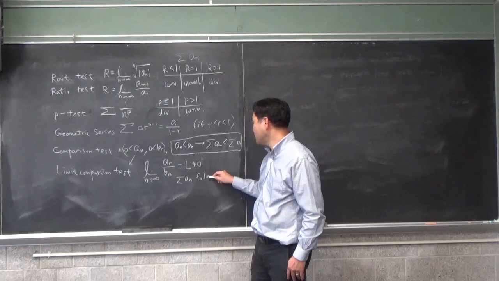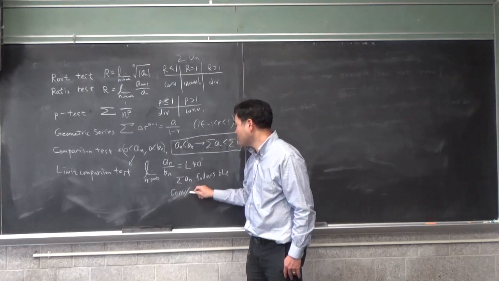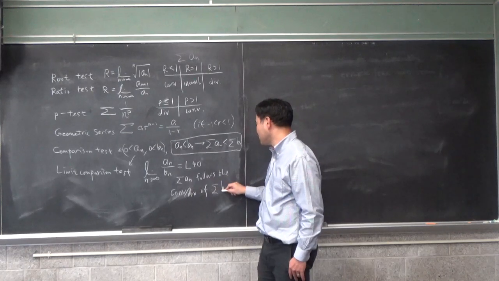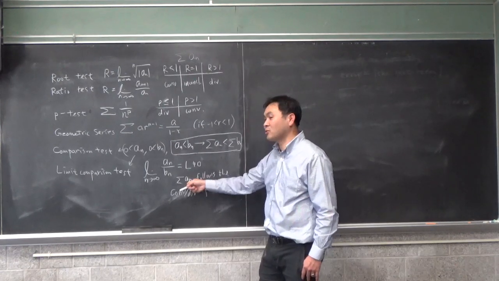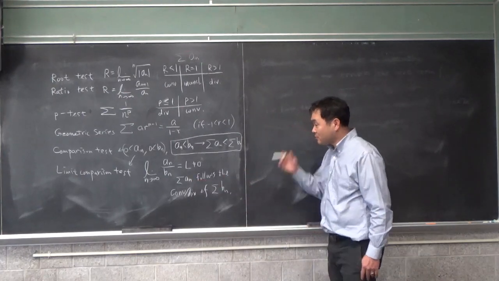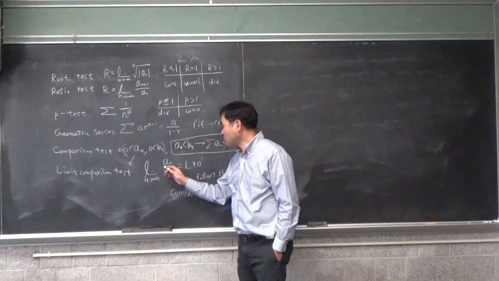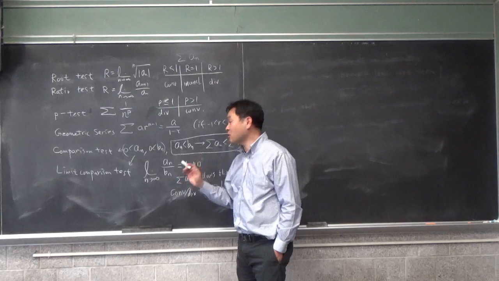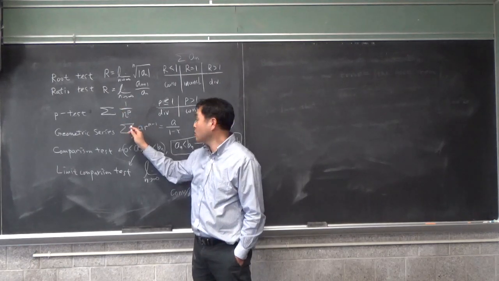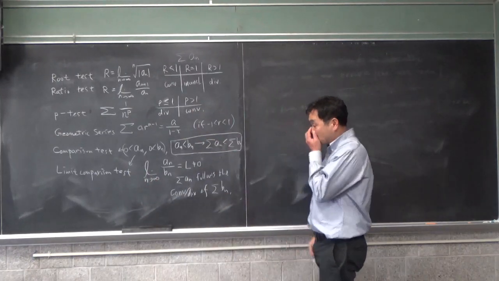In that case, the summation of an follows the convergence or divergence of the summation of bn, right? So if this converges, this converges. If this diverges, this diverges as well. And often you want to choose some simple ones that you know the convergence of. Those simple ones are usually a P-series or geometric series. That's why these provide some building blocks.